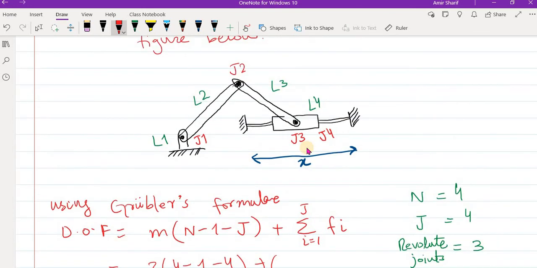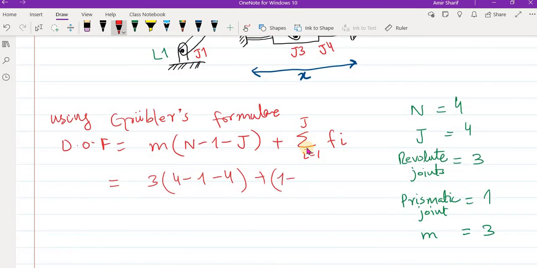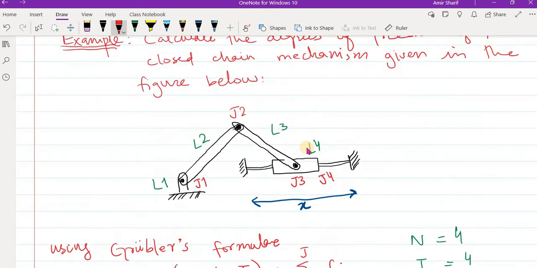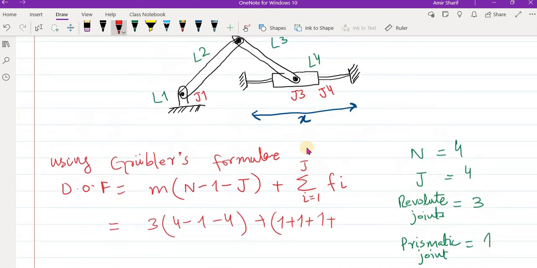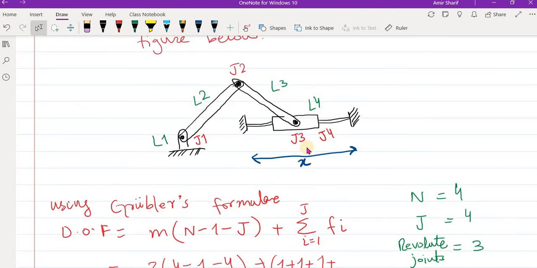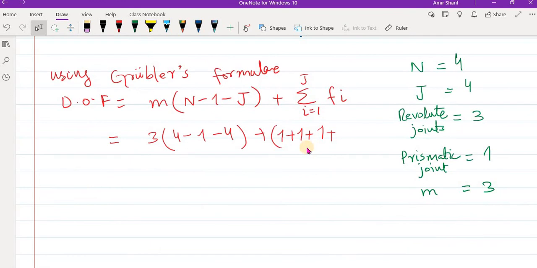Revolute joint has a degree of freedom of 1, so we can write here 1 plus 1 plus 1 plus also the prismatic joint. It also has a degree of freedom of 1, which is along the x-axis, so 1. So this will become minus 3, and plus this will become 4, and the answer will be 1. So the degrees of freedom of this closed chain mechanism is 1.